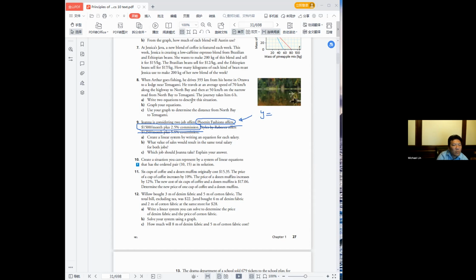What's the equation that represents this scenario? If you get paid 2.5% commission and $1,500 per month, how do I know how much money you make in total at the end of the month? What equation would I write? 2.5 divide 1,500. Not quite. Multiply.